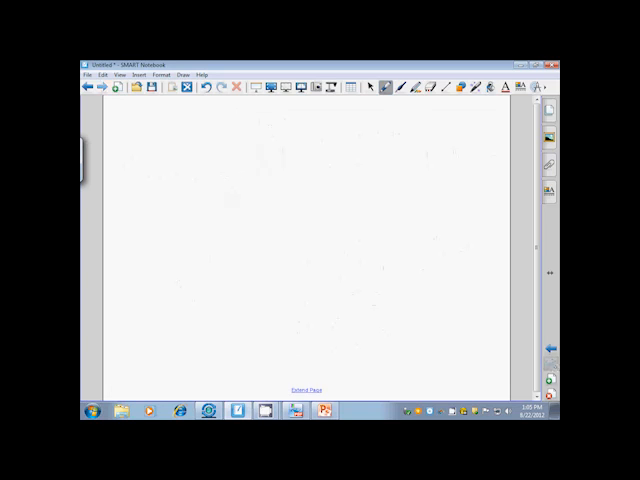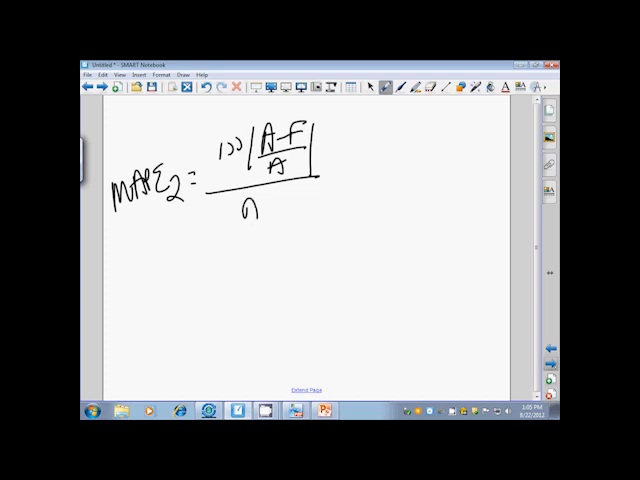Looking at the MAPE for week 2, remember it's going to be 100 times the actual minus the forecasted divided by the actual, take the absolute value, divided by n. Our n is 8. Again, if I do that for each week, I'm going to find that I get 67.24599, and I'm going to get 8.4057%.